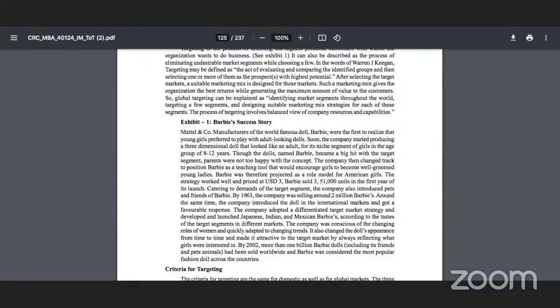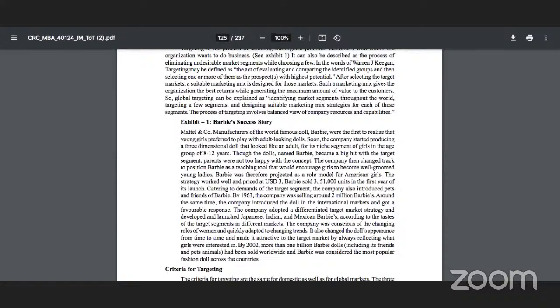Mattel and Company has Barbie as one of its most prominent products. We know that Mattel has tons of products, games for children, but Barbie is definitely one of the most popular products. They are fundamentally aimed at young girls who prefer to play with adult looking dolls. So, see the kind of detailing that has happened. Who is the target customer? It is young girls. And what do they like to play? They like to play with dolls.